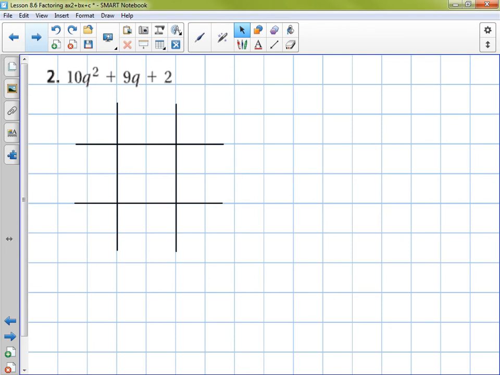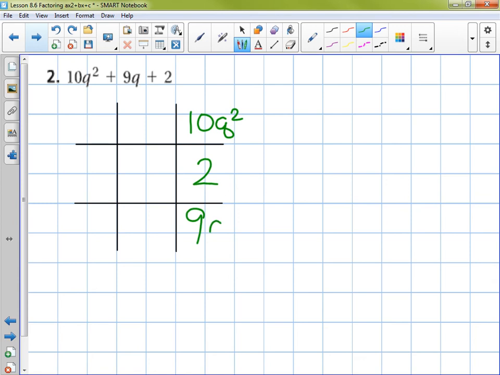10q² plus 9q plus 2. So preload the last column. You're going to write 10q² for the first one, 2 for the second one, and 9q for the bottom one. Now the easiest number up here between 10, 2, and 9 is 2. So I'm just going to write in 1 and 2, because the only way to get 2 is to multiply 1 times 2. Now, you can get 10 by multiplying 1 times 10, or 2 times 5, or 5 times 2, or 10 times 1. There are 4 possibilities because the order now makes a difference.